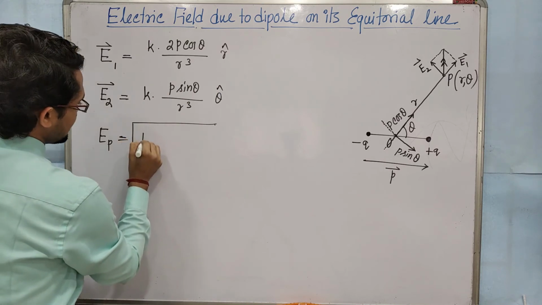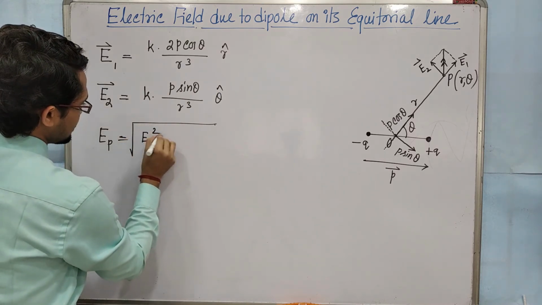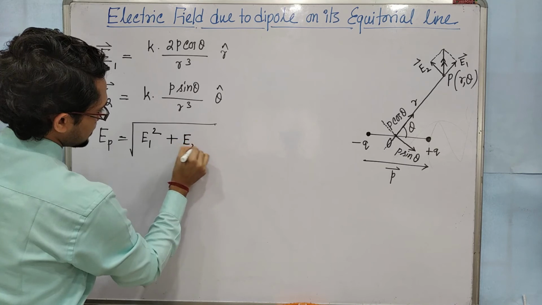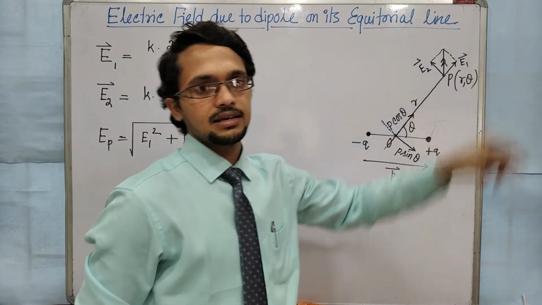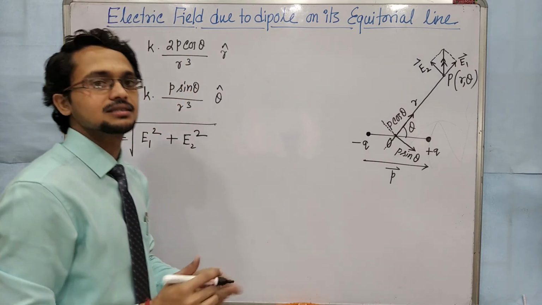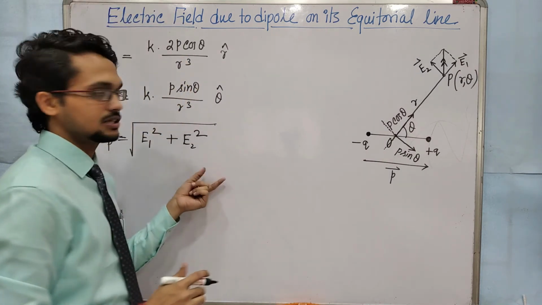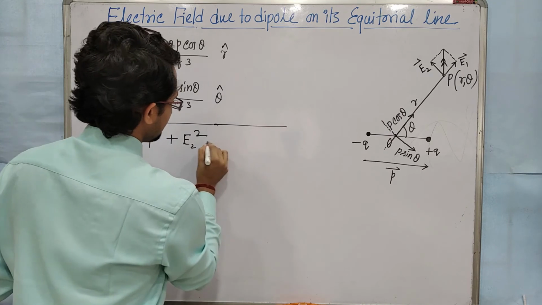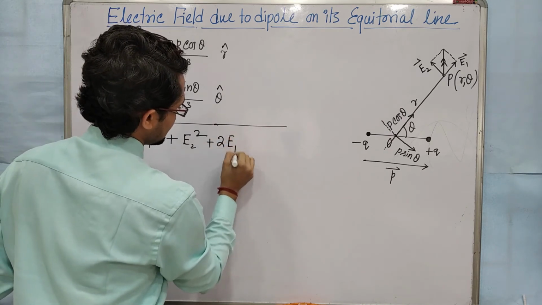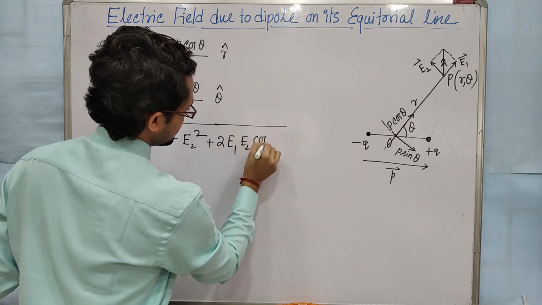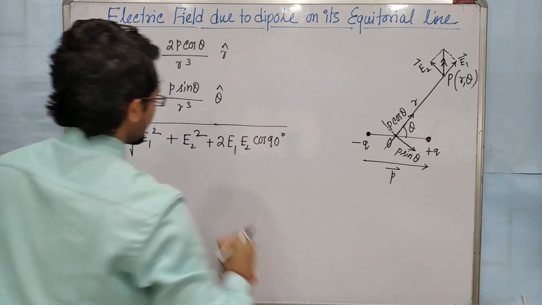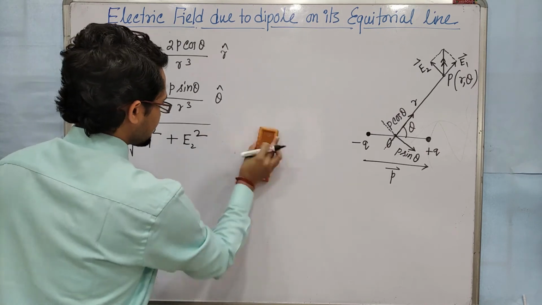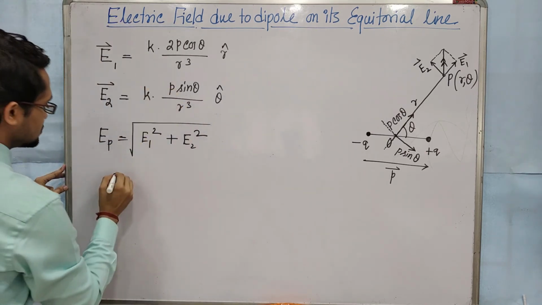So EP will be E1 square plus E2 square, because they are at 90 degrees to each other. Cos 90 is 0. So E1 square plus E2 square, plus 2 E1 E2 cos 90 degrees, and cos 90 means 0. Now put their values.